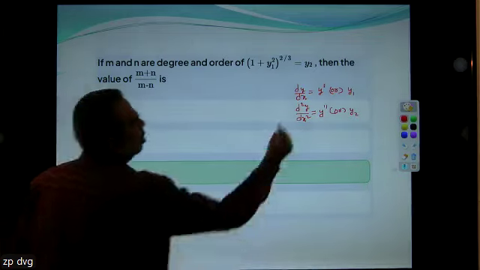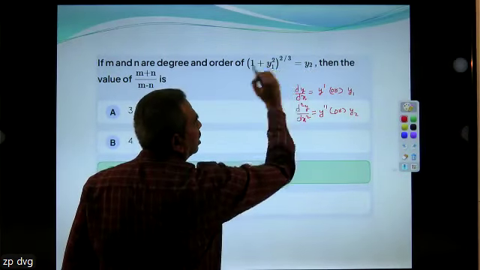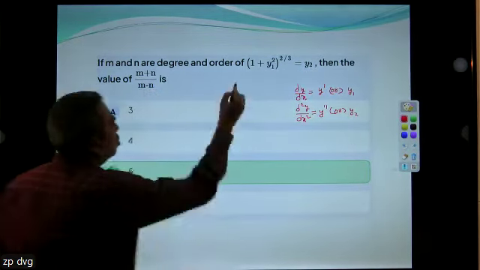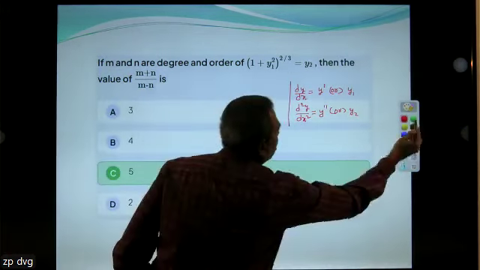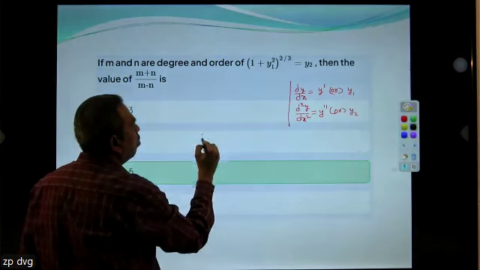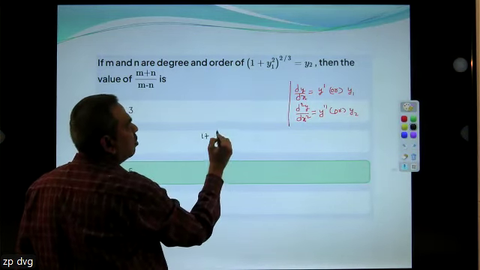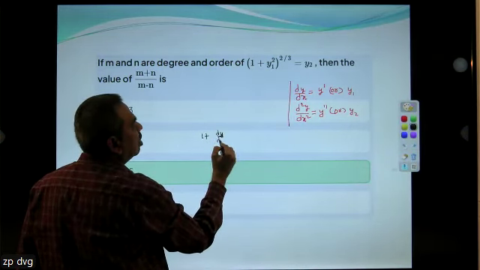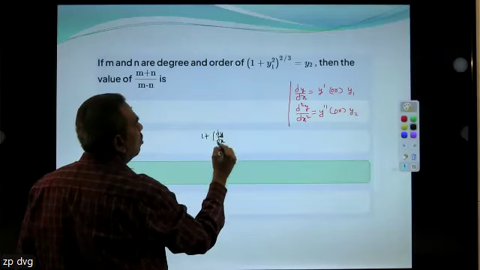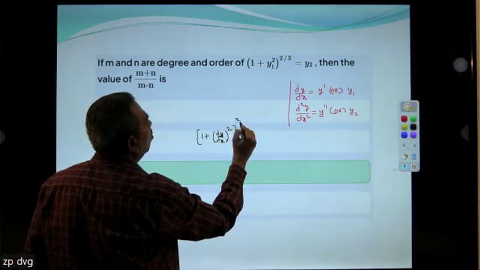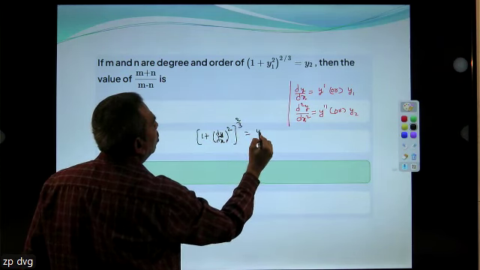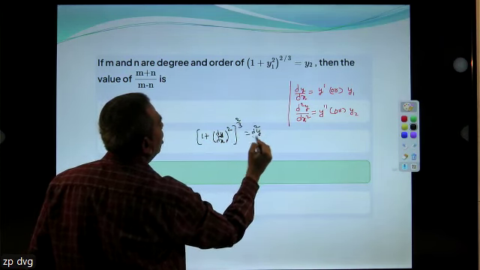So what is the meaning of y2? It is the second derivative. What is the meaning of y1? It is the first derivative. So the question becomes like this: 1 plus, tell me what is y1 square? y1 is nothing but dy by dx. So it is squared, and the whole to the power 2 by 3 is equal to y2, which means d square y by dx square.